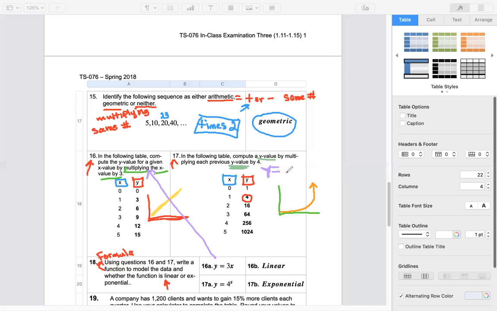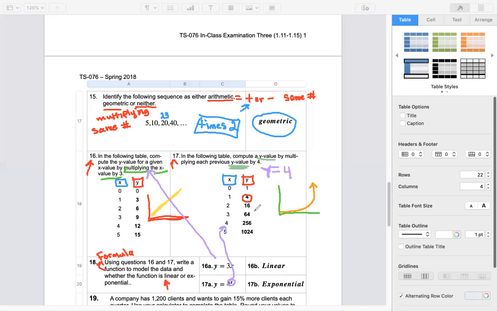So it would be 4 times, I'm sorry, multiplying each previous, this is the y value right here. So the formula would be 4 to the x. See the terms here, term 0, term 1, term 3. So 4 times 16 gives me 64. If it was the fourth term, it would be 4 times 64 gives me the fourth term here. So that's where this x comes in, it's whatever term it happens to be, okay?